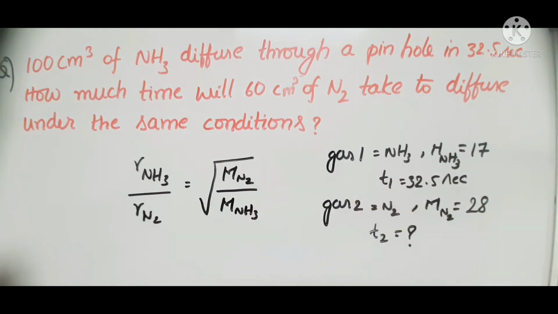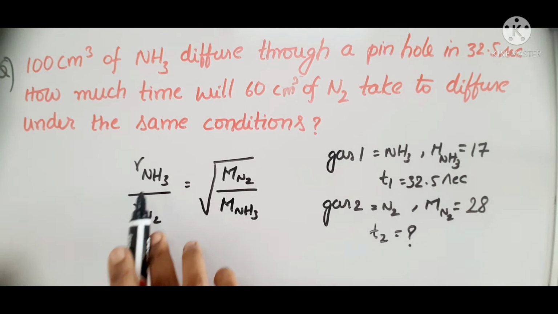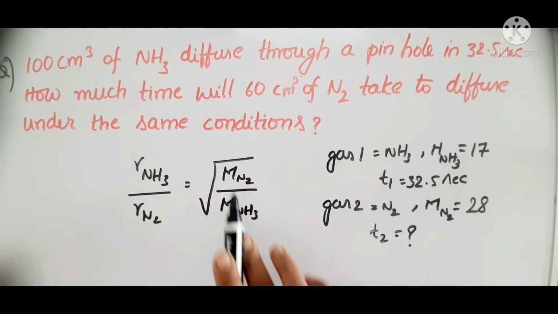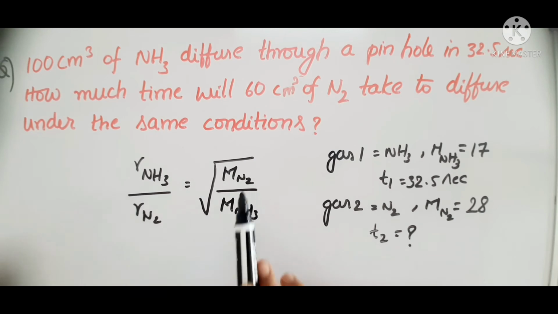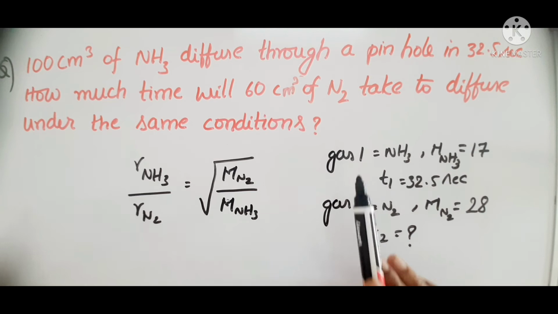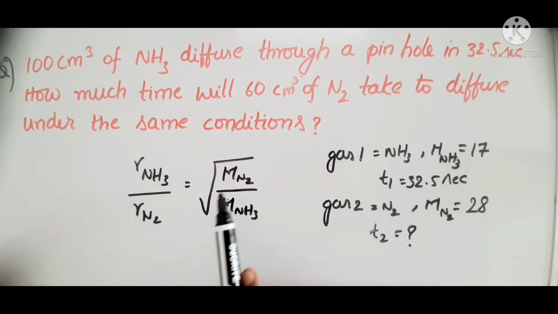So what is the relation we have? The ratio of diffusion rates equals square root of M2 by M1. Let us assume gas 1 is ammonia and gas 2 is nitrogen. I can write R1 by R2 equal to square root of M2 by M1, because the rate of diffusion is inversely proportional to the molecular mass of that gas. If you have a lighter gas, it will diffuse more rapidly.